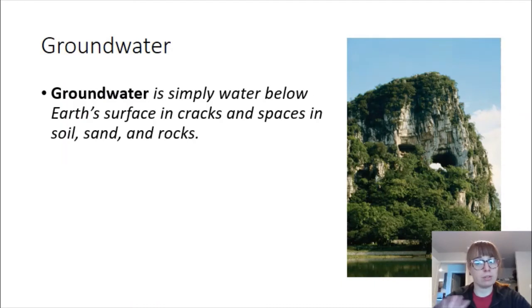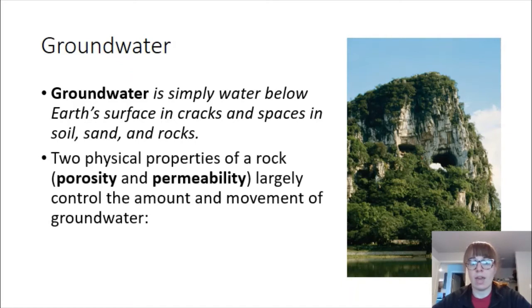So groundwater is one of those guys that's very aptly named. It is just the water that's held within the ground. So it's just the water that's below the Earth's surface. It's being held in cracks and spaces within the soil and the rocks that are underneath us. So soil, sand, and rocks all are holding groundwater. And there are two physical properties, called porosity and permeability, that are largely controlling the amount of groundwater that's held within a certain rock layer and how fast or well that groundwater is moving around.